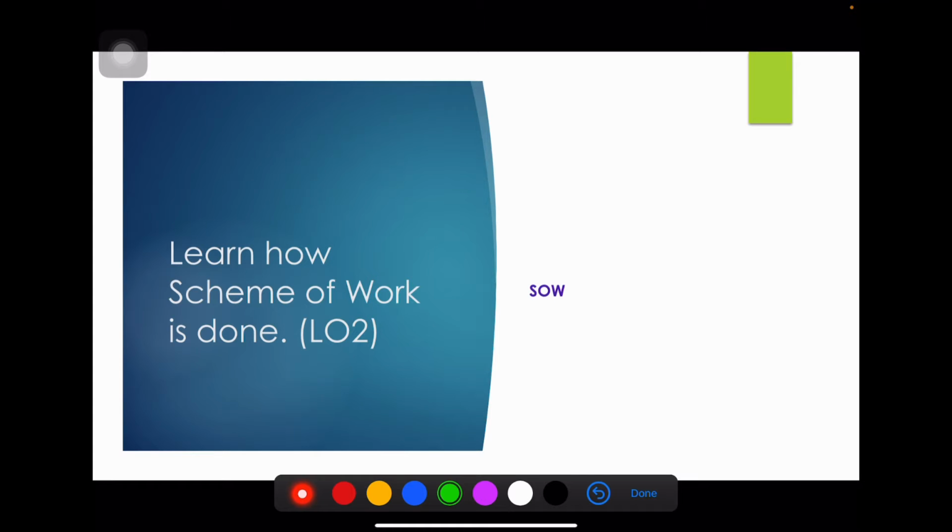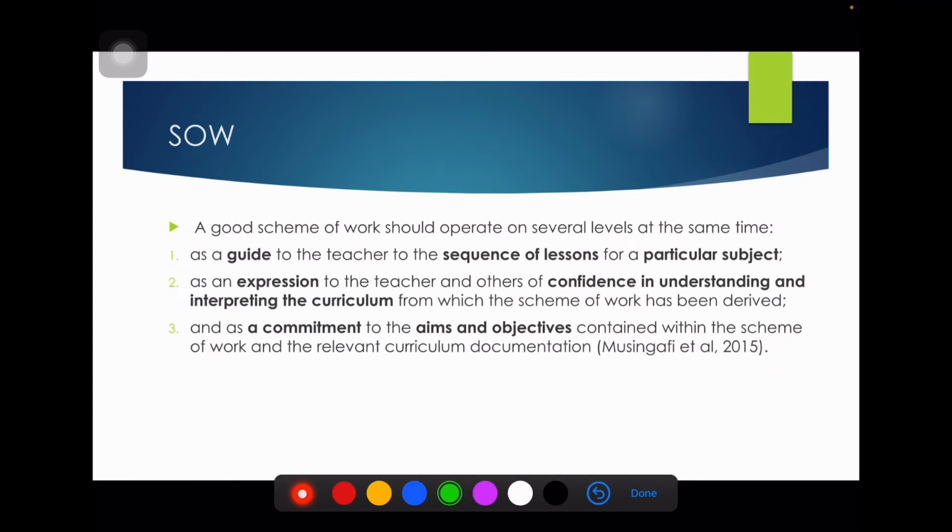Alright, now let's look at the second LO, which is learn how scheme of work is done. Now, the scheme of work. It is considered a good scheme of work if it is a guide to the teacher to the sequence of lessons for a particular subject. It is an expression to the teacher and others of confidence in understanding and interpreting the curriculum, from which the scheme of work has been derived.